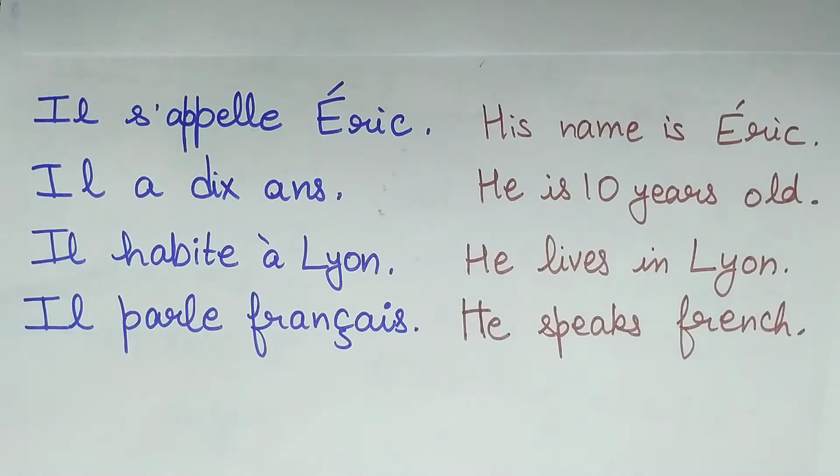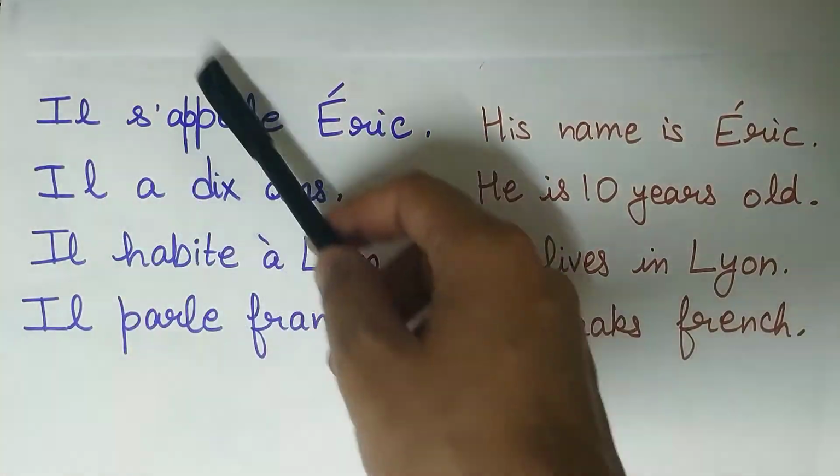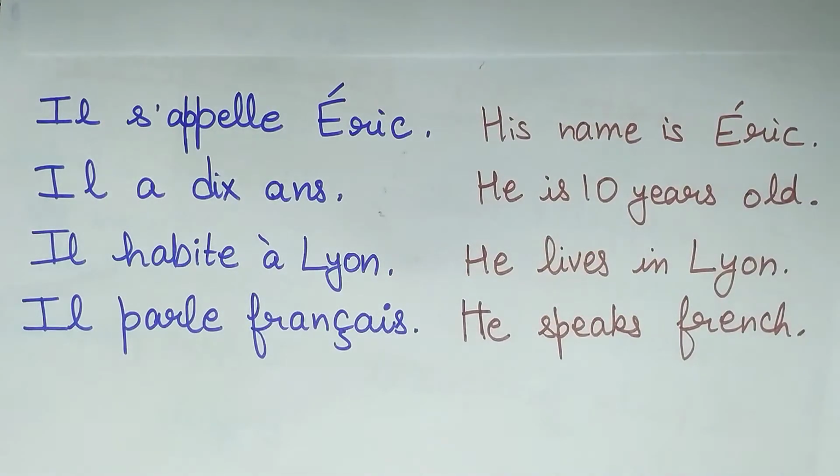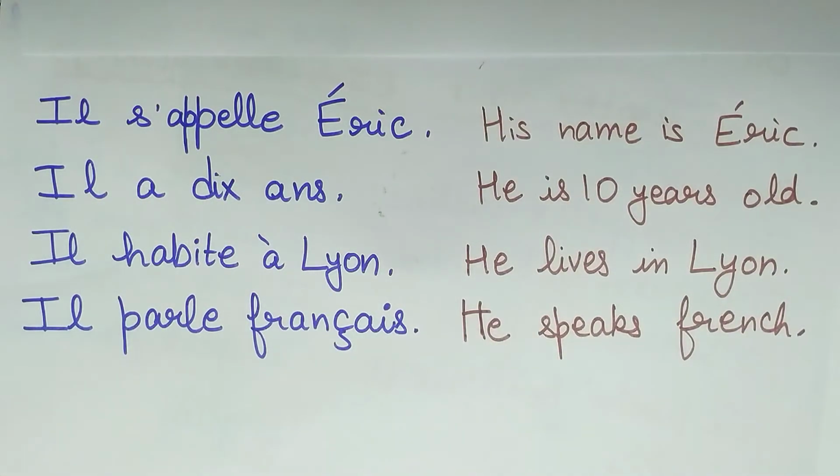Now let's see how to introduce someone else in French. So if you are introducing someone else and he's a boy, then the pronoun that we will use here is il. So, il can be used to say he in French. So for males, we will use the pronoun il. So il s'appelle Eric will be his name is Eric.